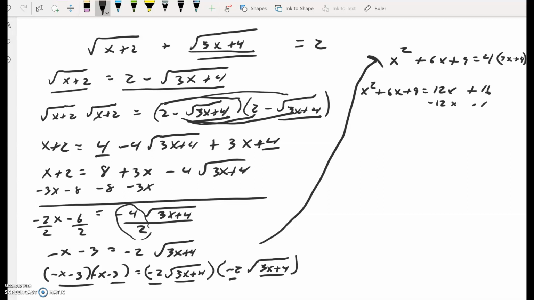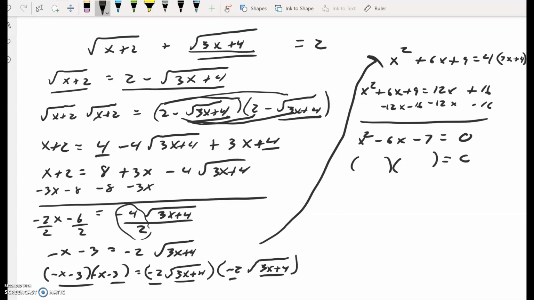Taking away 12x's from both sides and taking away 16 from both sides, I get x squared minus 6x minus 7 equals 0. I'm going to solve this by factoring and setting each factor equal to 0. I'll get x minus 7 times x plus 1. I'm getting x minus 7 equals 0, or x equals 7, or x plus 1 equals 0, or x equals negative 1. Now these two solutions need to be checked.